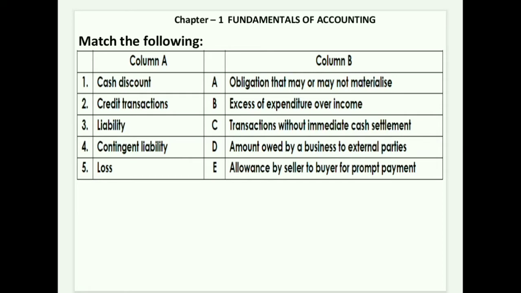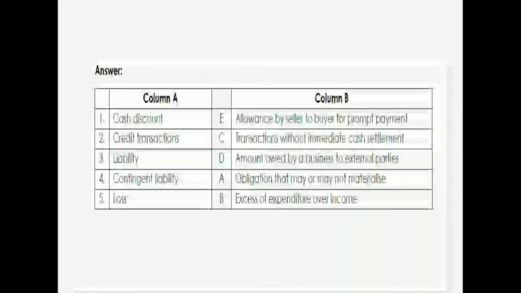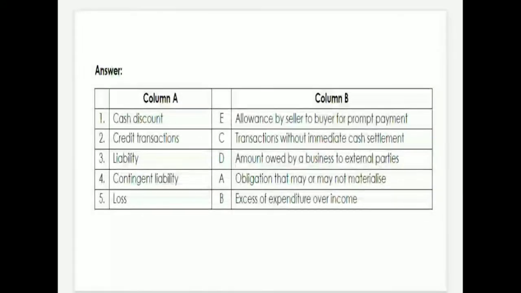So let's see now the solution of these 5 match the following questions in this slide. I hope all of you have done the correct answer. Let's see how many of you are correct. We'll talk about cash discount. The answer will be E, allowance by seller to buyer to promote payment. Next is credit transactions, which is transactions without immediate cash settlement. I mean, whatever credit you are giving to anyone, you are not giving cash payment, right? You are giving them the material or products on credit basis. So obviously it is a transaction without immediate cash settlement.